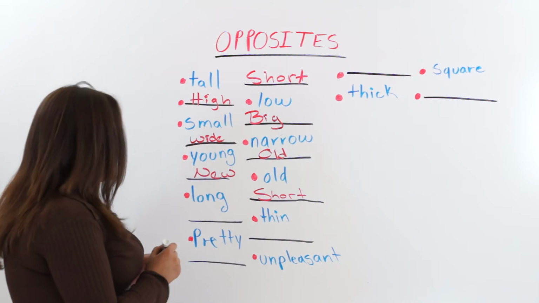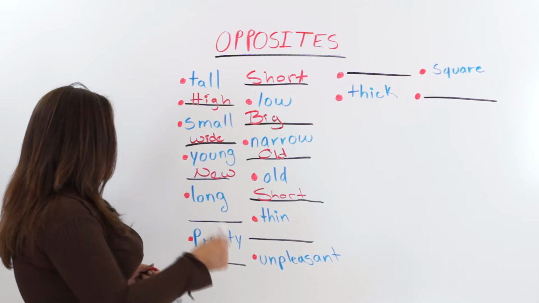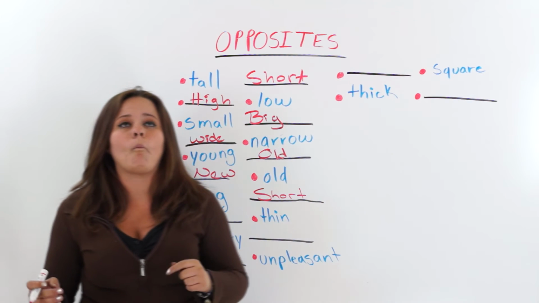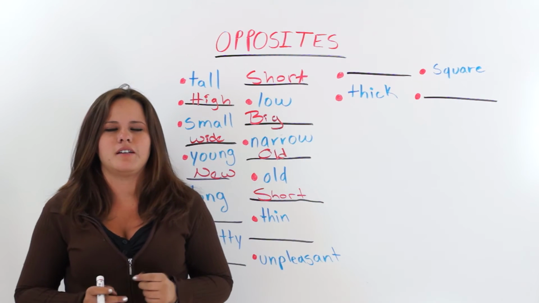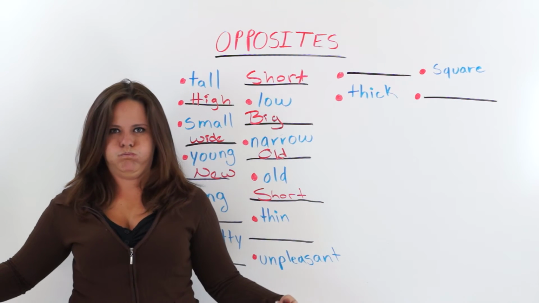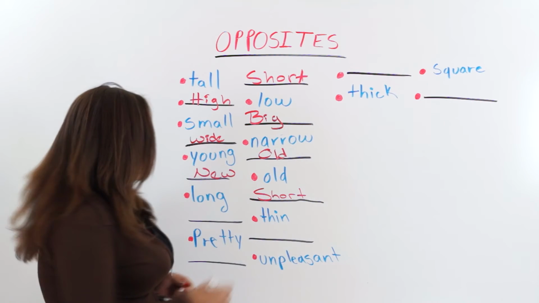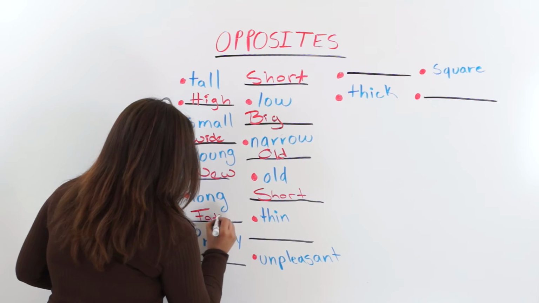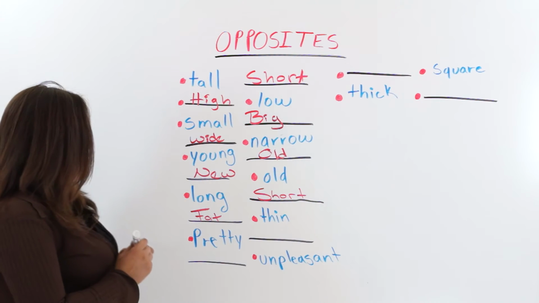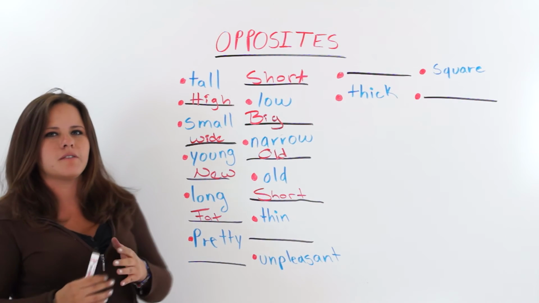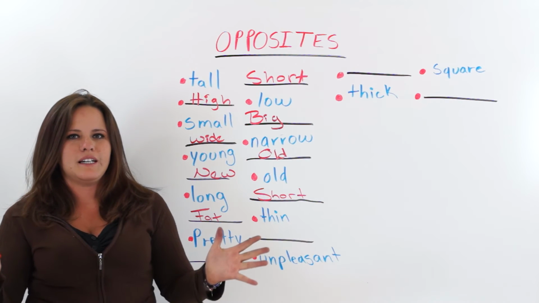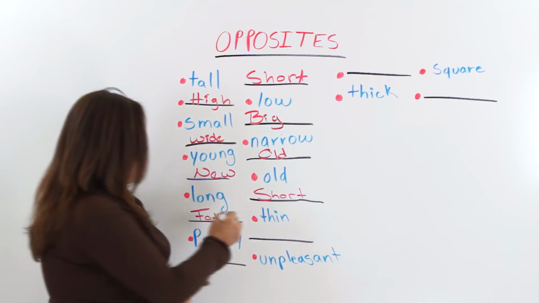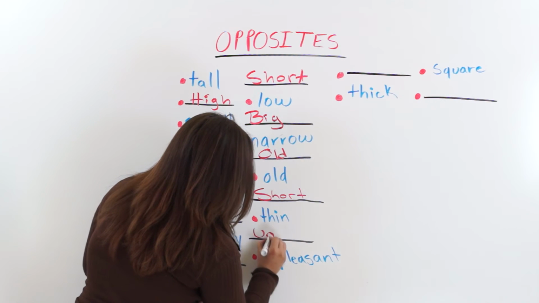Okay. And this one is for people. What's the opposite of thin? Would be fat, right? Fat. Okay. What's the opposite of pretty? Ugly, right? That's right. Ugly.